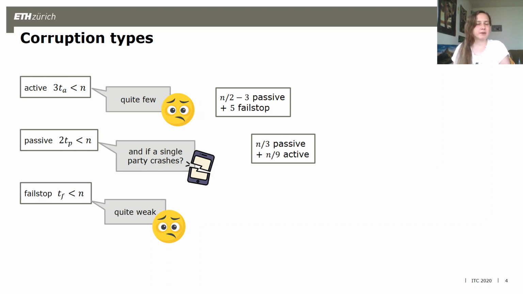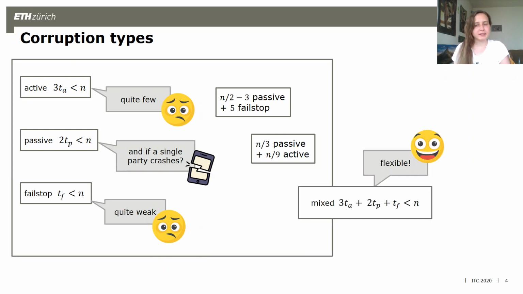Or maybe a third passive corruption, so few passive corruptions, but still a bit of active corruptions because it's probable, but not so much. So a setting that deals with all of this is called the mixed setting, which has this cool flexibility in that a protocol for the mixed setting takes as parameters these three thresholds, t_a, t_p and t_f, which satisfy this equation. And the protocol is secure as long as less than t_a parties are actively corrupted, less than t_p parties are passively corrupted, and less than t_f are fail-stop.